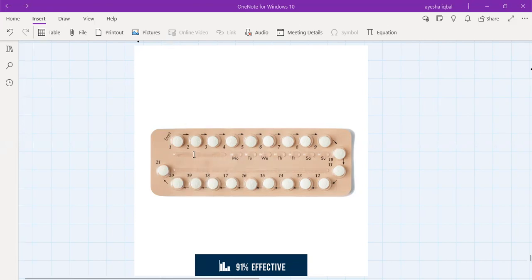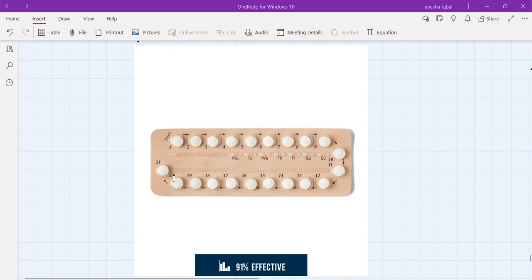Okay. What if she misses two pills in the first 7 days, in the first week? So if she missed two pills here, then we'll tell her that you need to give us a call, because you might need emergency contraception. So you'll tell her that you need to call the GP, because we might need to give you emergency contraceptive pills.